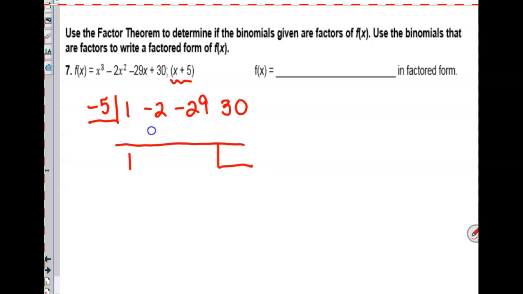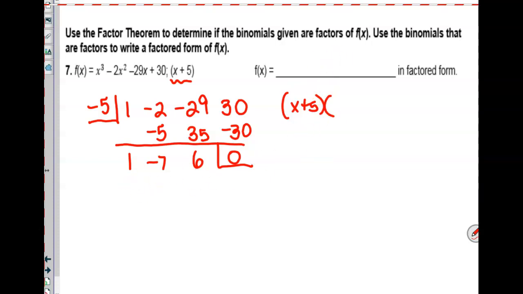Bring down the 1. Multiply. Go ahead. -5. Add. -7. Multiply. 35. Add. 6. Multiply. -30. Add 0. Okay, so did we just find out that this is a factor? So we could say factored form is x plus 5 times, I'm not going to write that on the blank till we're done factoring it.